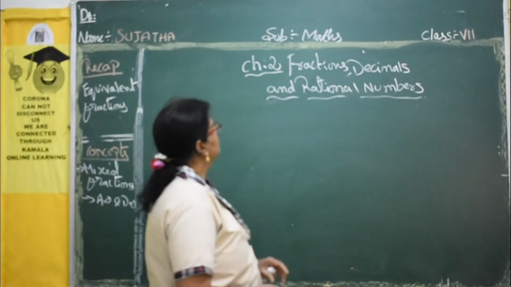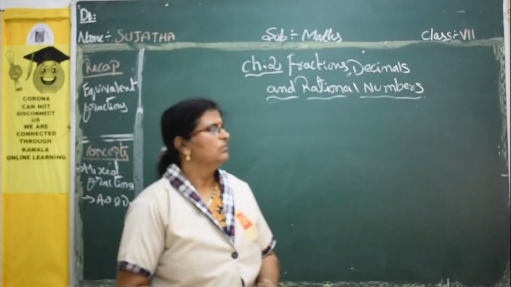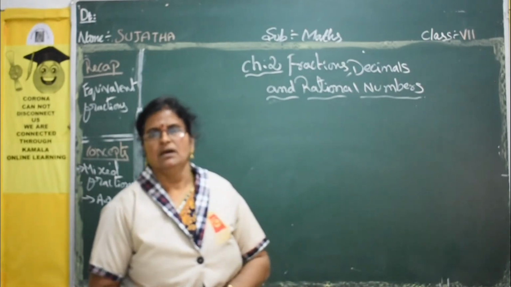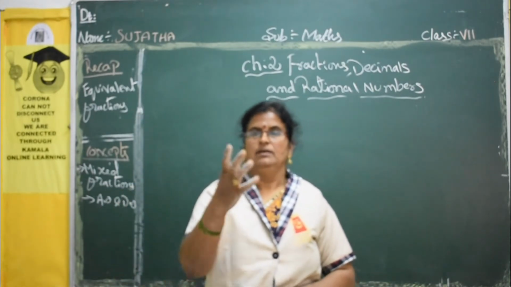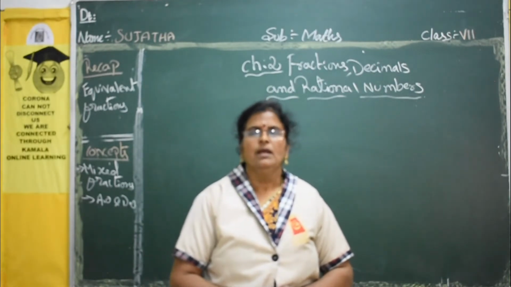Now, what was our previous session? We started the second chapter. What is that? Fractions, decimals and rational numbers. Already I explained what a fraction is. I explained that a fraction is nothing but a part. Okay.